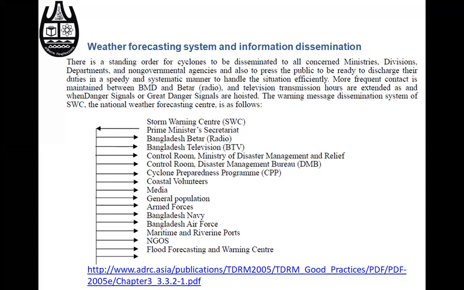Secondly, many volunteer organizations such as the Red Crescent Society and others, we have very large volunteer groups in all the coastal areas of Bangladesh. So when any information comes from the BMD or to the media, those organizations and volunteers play a significant role in making people aware.